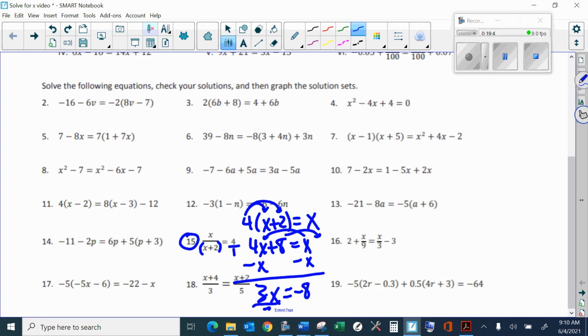And last step, divide by 3. And the answer is negative 8/3. That does not simplify, so I leave it there. I do not change it to a mixed number.